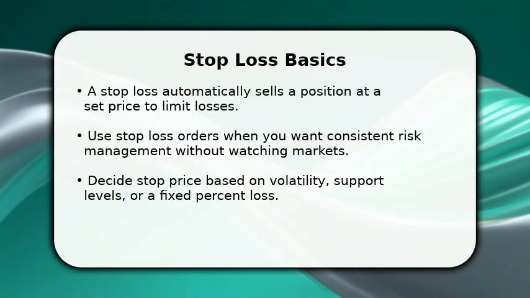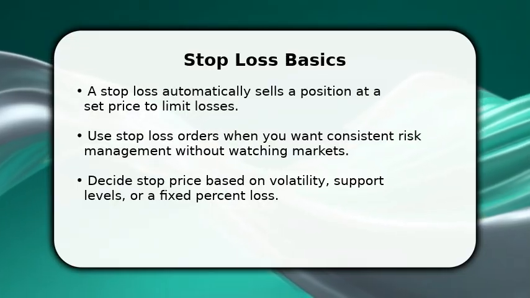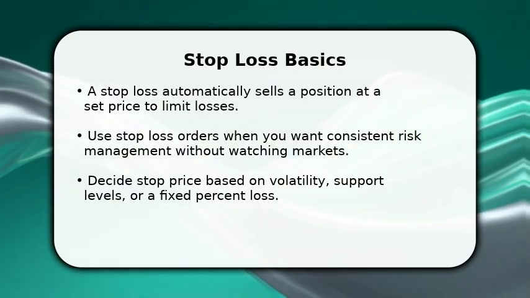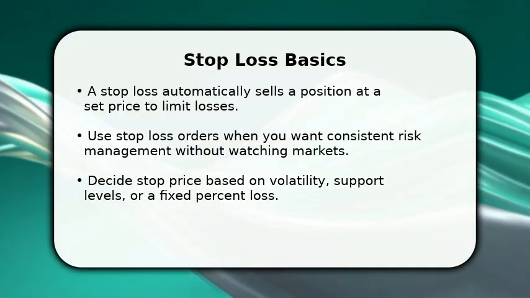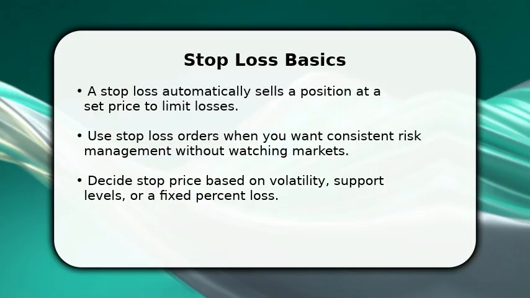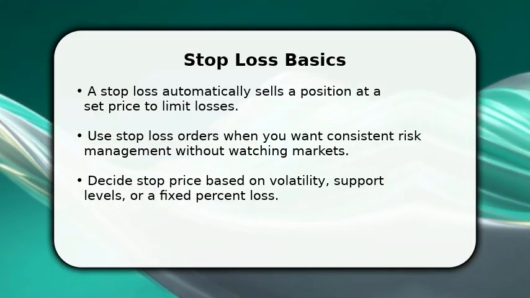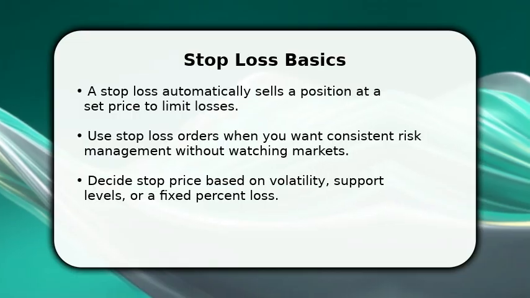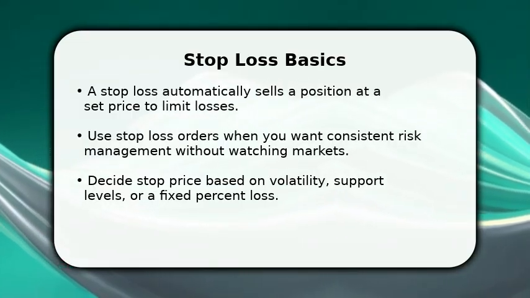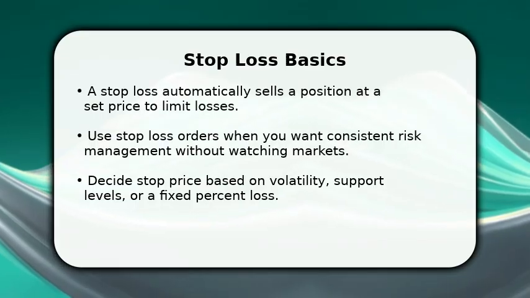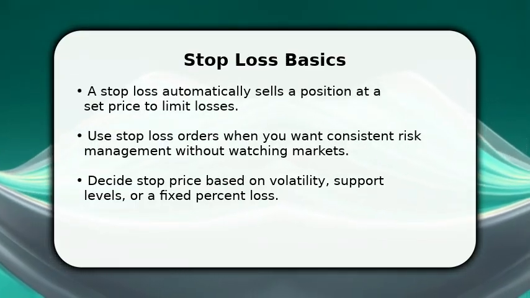In this video, I will explain how to set up stop loss in Robinhood step by step. Open your Robinhood app and go to the stock you own. Tap Trade, then select Sell and choose Order Types. Pick Stop Loss, enter your stop price, and review estimated proceeds. Confirm the order and monitor your position regularly to adjust the stop if your strategy or market conditions change.